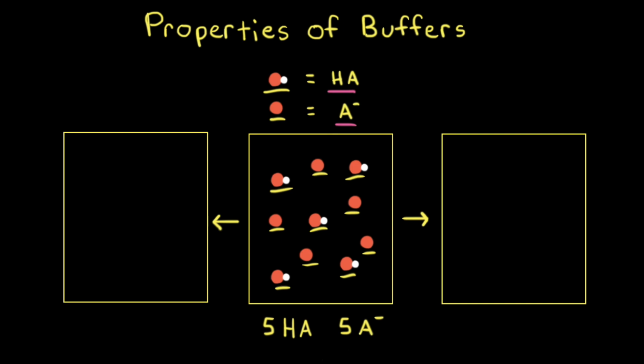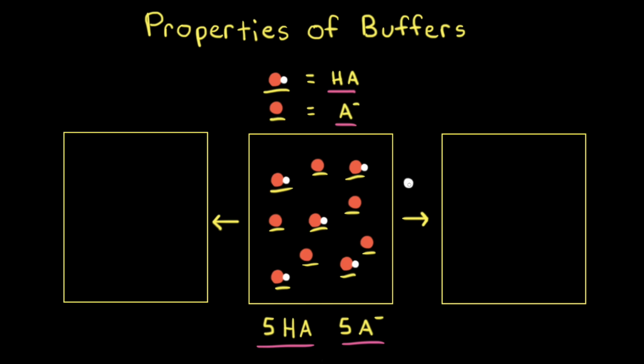Also notice that like water molecules, cations are also left out of the particulate diagram. So we have 5 HA particles and 5 A- particles in our aqueous solution. Having equal amounts of a weak acid and its conjugate base is a good buffer solution. Let's see what happens to the buffer solution if we add in a small amount of acid.